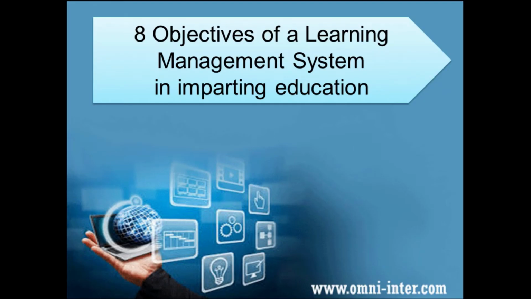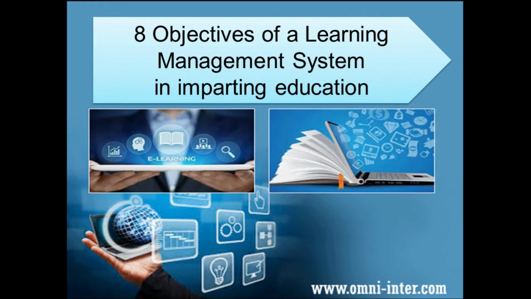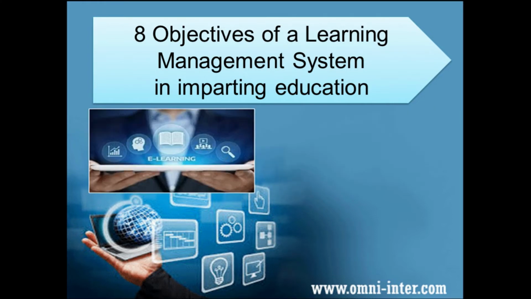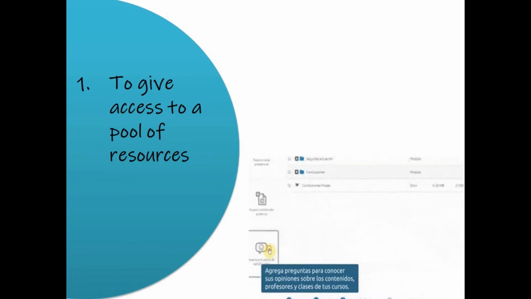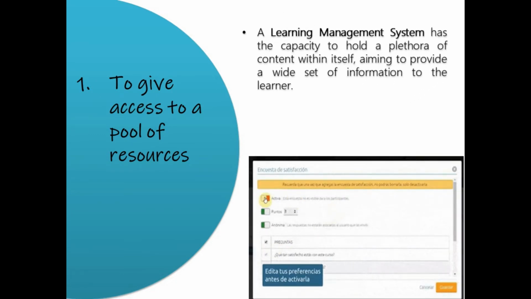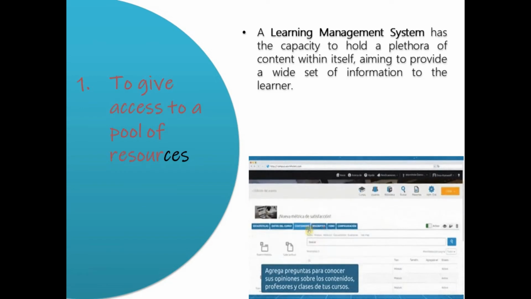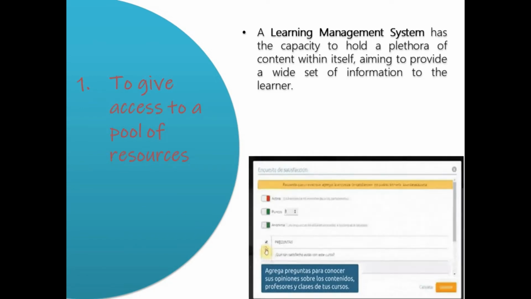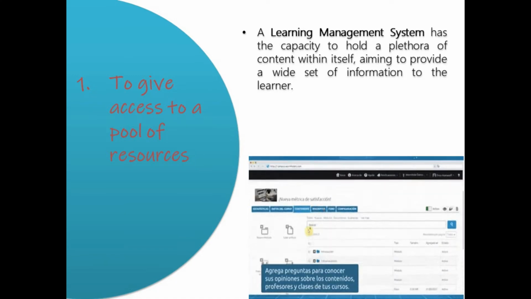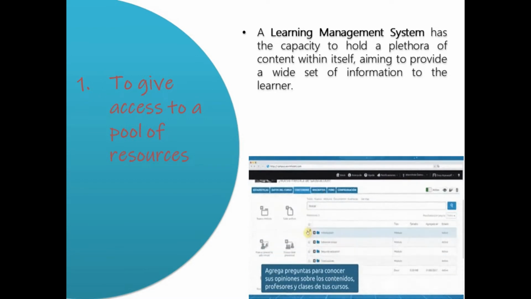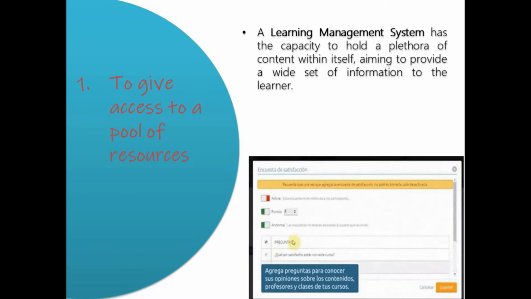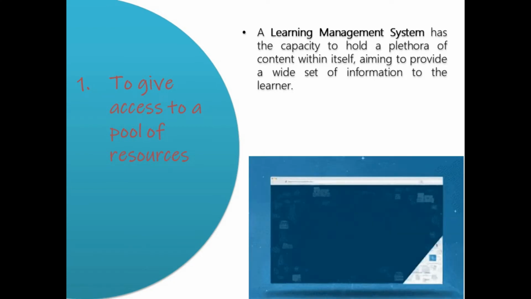Let me walk you through the main objectives of a learning management system in imparting education. LMS gives access to a pool of resources. A learning management system has the capacity to hold a plethora of content within itself, aiming to provide a wide set of information to the learner. Be it the learner or the tutor, both have access to a pool of resources, or rather content, which they can access at any point in time. This ensures that there is no restriction on the volume of the content that the learner can indulge in.